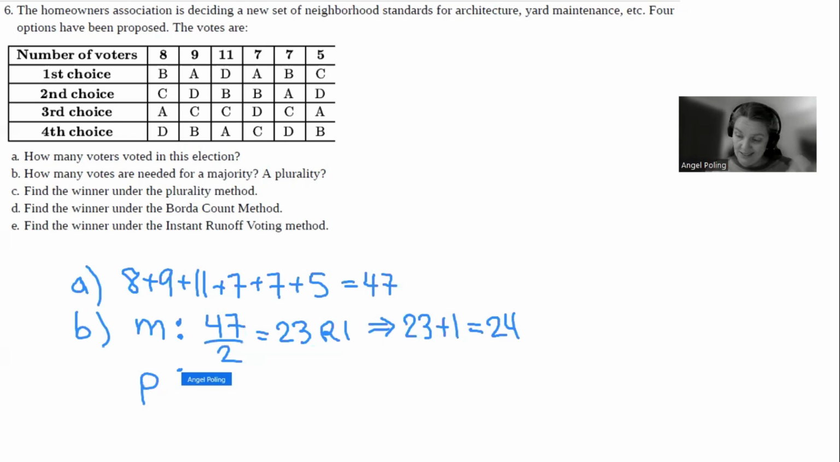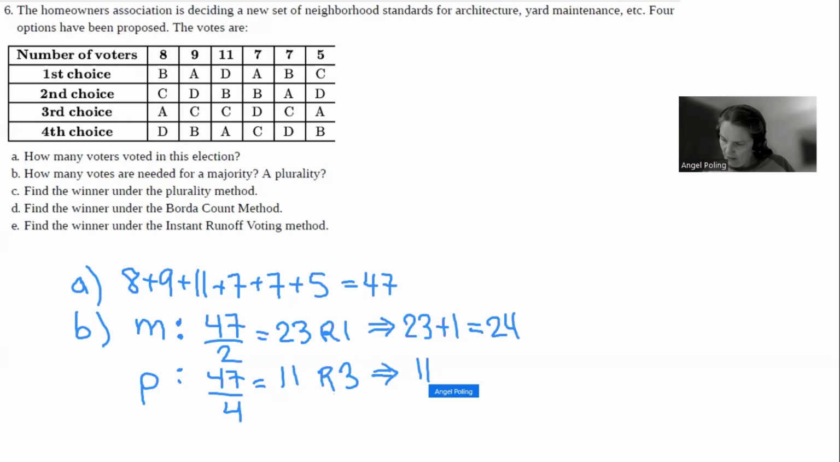And then plurality, this time, not divide by 3, but divide by 4, because there's 4 candidates. And if there was a 4-way tie, then in this group, each person would get 11. But then there's this leftover 3 votes, and all 3 of those votes are going to go to the winner. That's going to prevent any kind of tie. And we'll have 14 votes for plurality to break a tie.